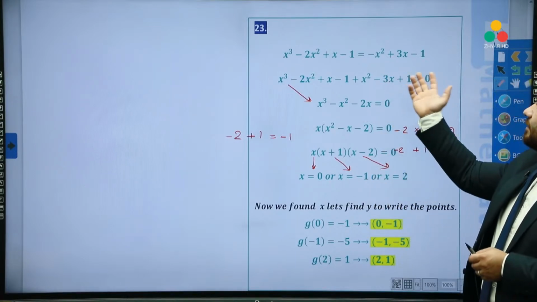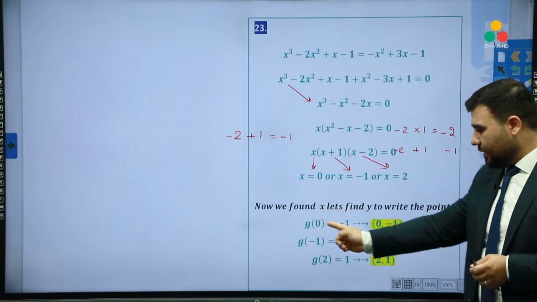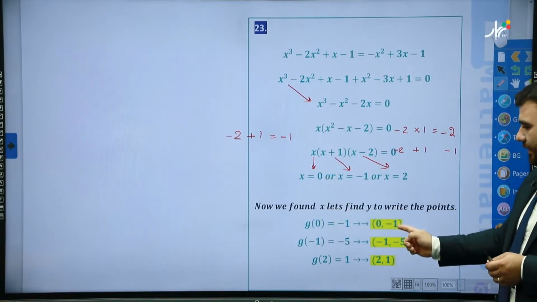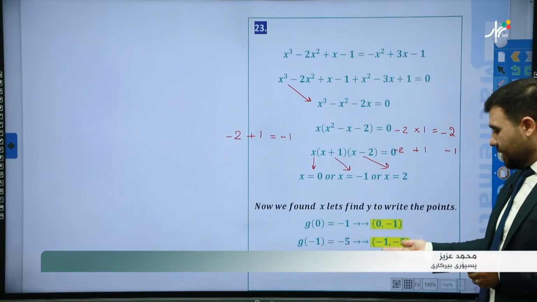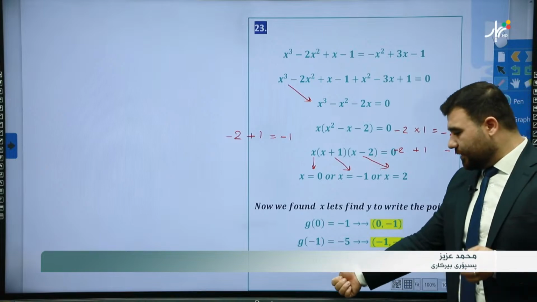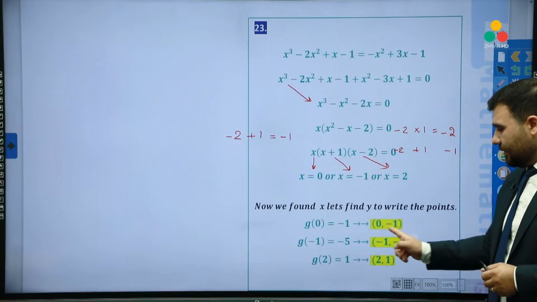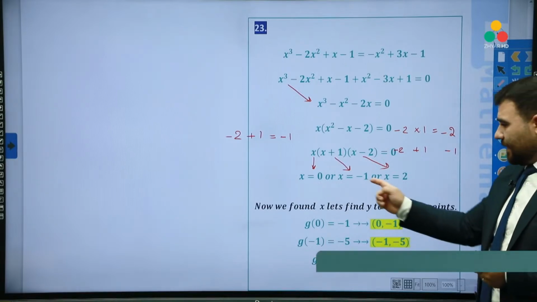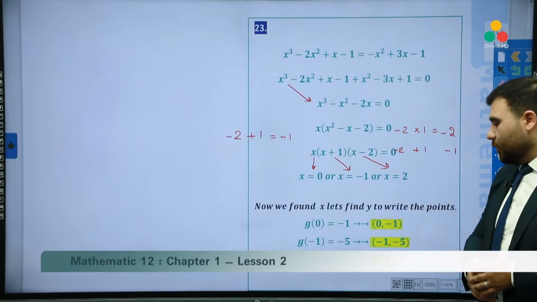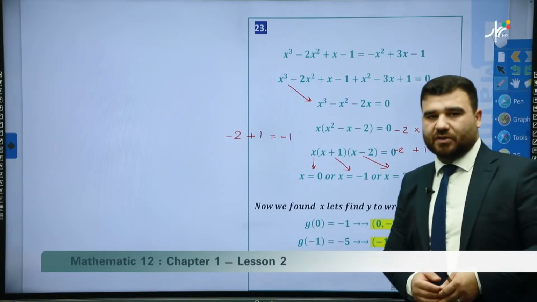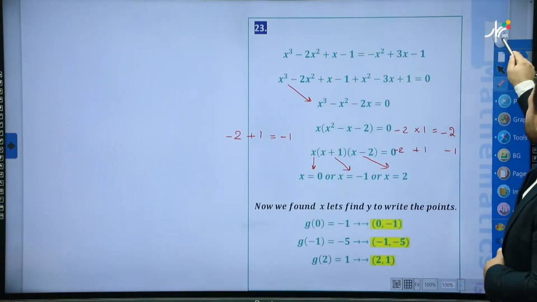The two functions I have, which one do you think is easier? We replace x with 0. The result is negative 1. We replace x with negative 1. The result is negative 5. That's the point. Replace x with 2 in g. The result is 1. So 0, negative 1 is one point of intersection. Negative 1, negative 5 is the other point of intersection. 2, 1 is the third point of intersection between this cubic and quadratic graphs.